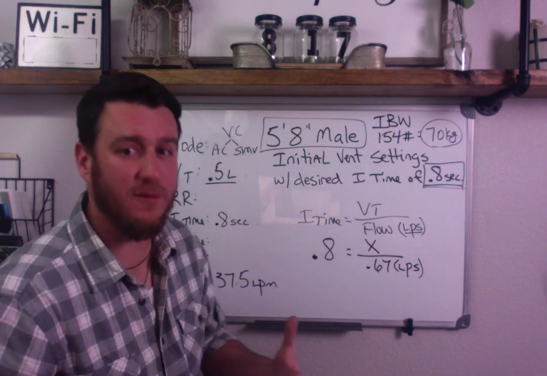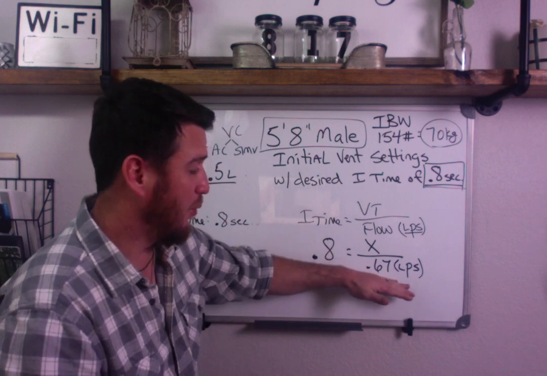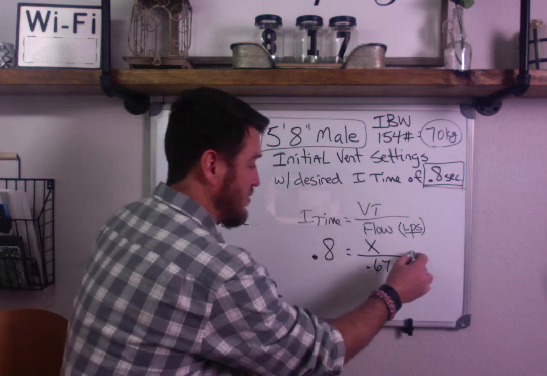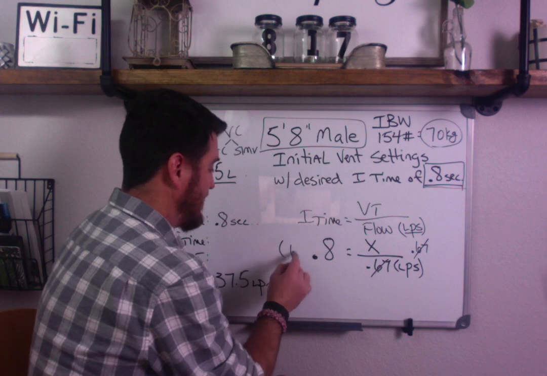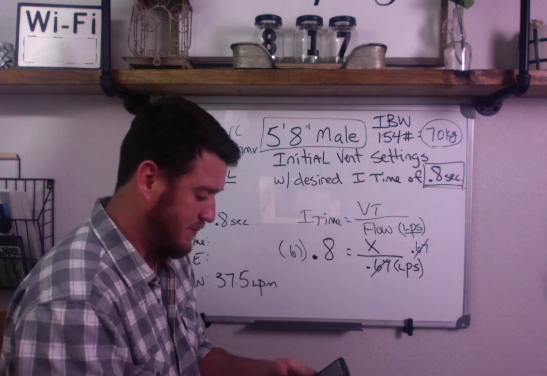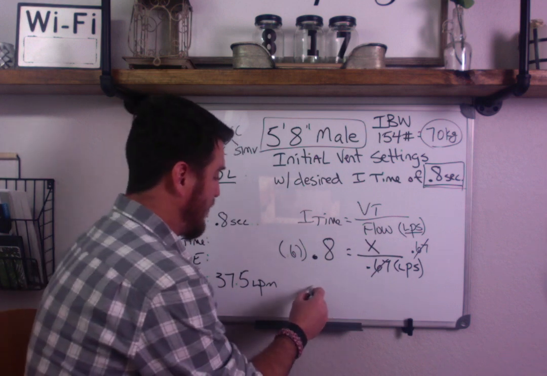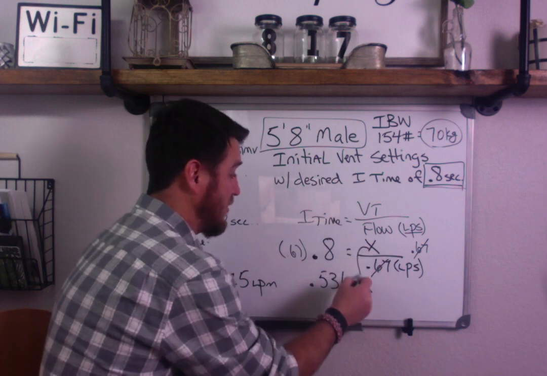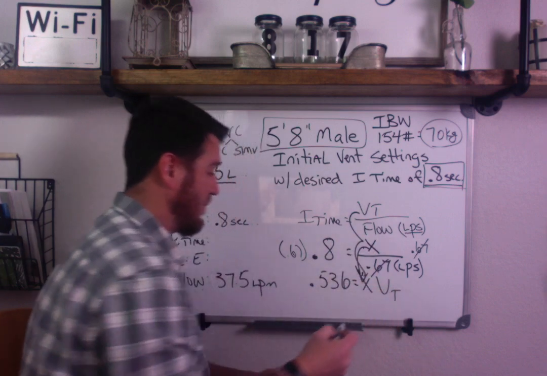Now, what does our tidal volume equal when we set these two things? 40 liters per minute, 0.67 liters per second. All we have to do is multiply both sides by 0.67. This will cancel out 0.67 over here, and when we do 0.8 times 0.67, we get 0.536 is what X equals. Now remember, X is our tidal volume.